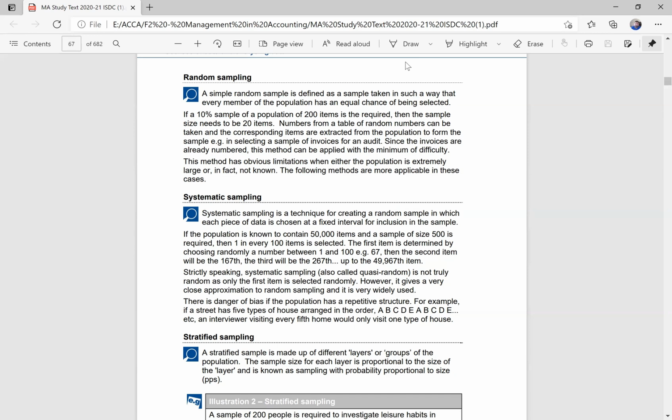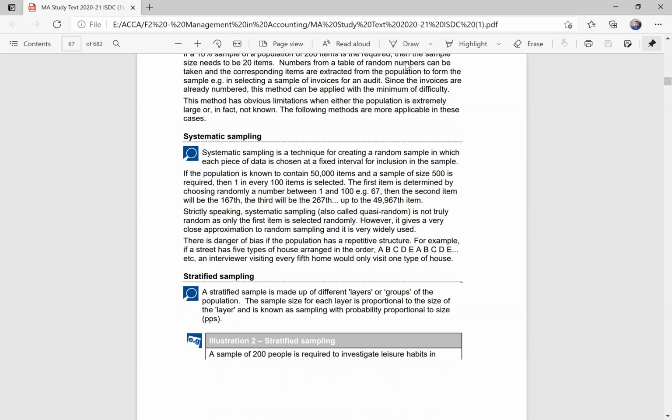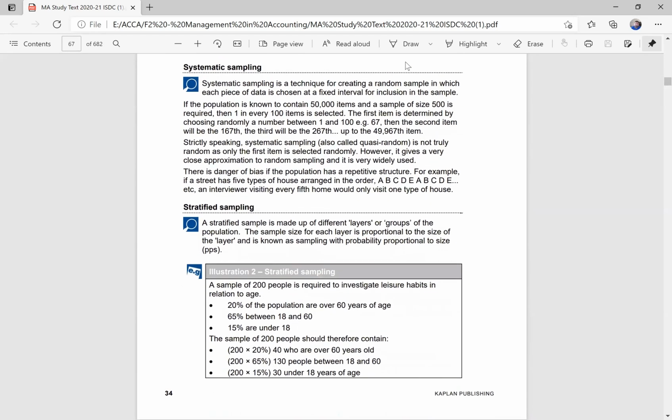Numbers from a table of random numbers can be taken and the corresponding items are extracted from the population to form the sample. For example, in selecting a sample of invoices for an audit. Since the invoices are already numbered, this method can be applied with a minimum of difficulty. So every person will get the chance of being selected, but the sample should be of 20 people only, or if you're taking a sample of items, then 20 items.